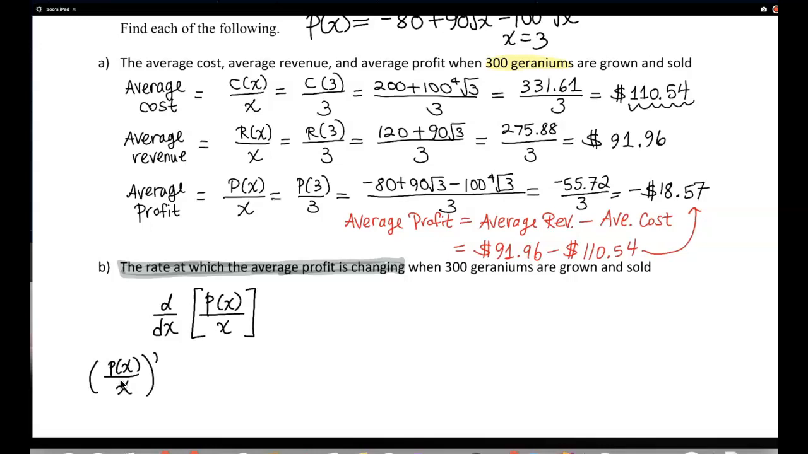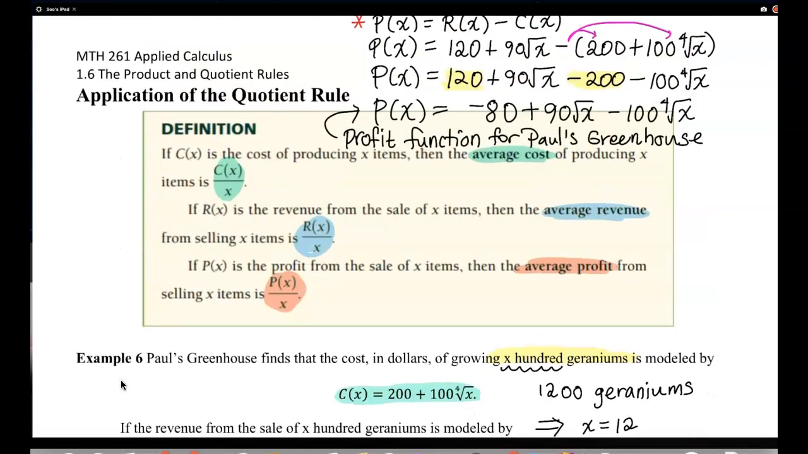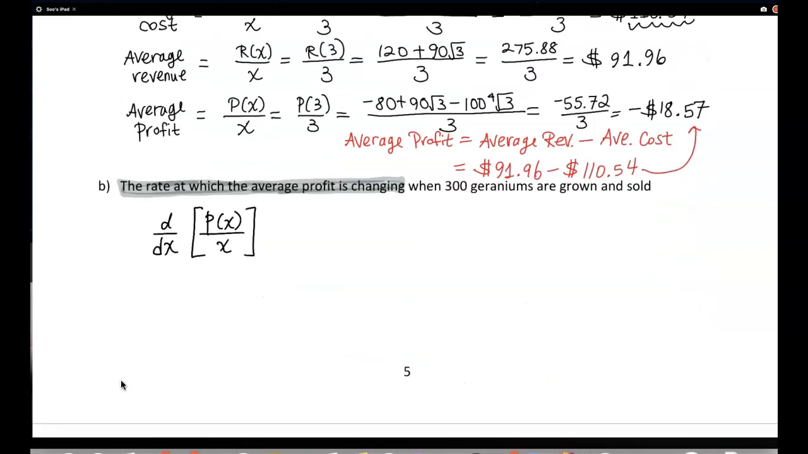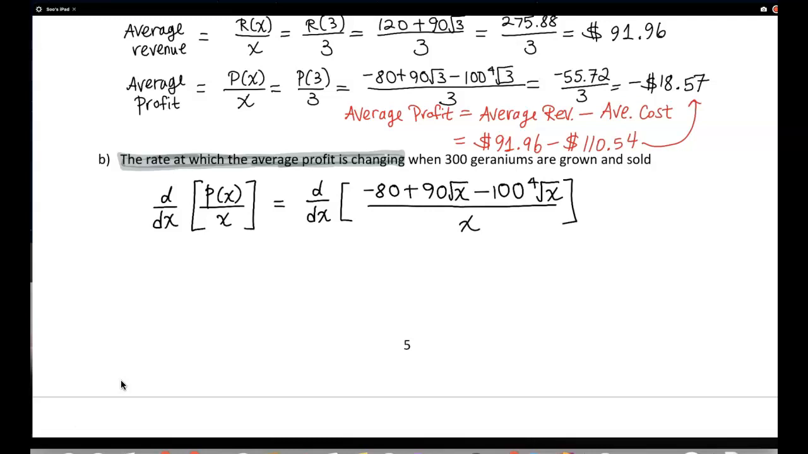Because you see this is a quotient, we are going to use the quotient rule. This is an application of a quotient rule problem. So alrighty, let's go ahead and find the derivative using the quotient rule. First, I will replace this P of x over x with what it is. The profit function was negative 80 plus 90 times square root of x minus 100 times fourth root of x. And all over, we're going to put our x there. You okay so far?